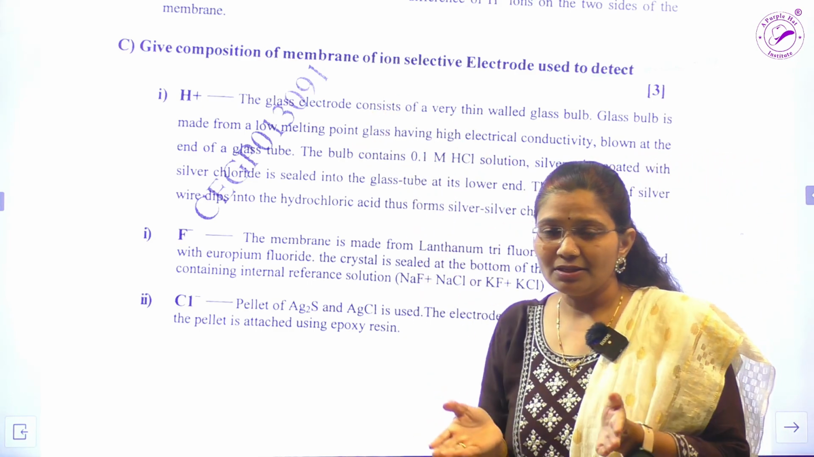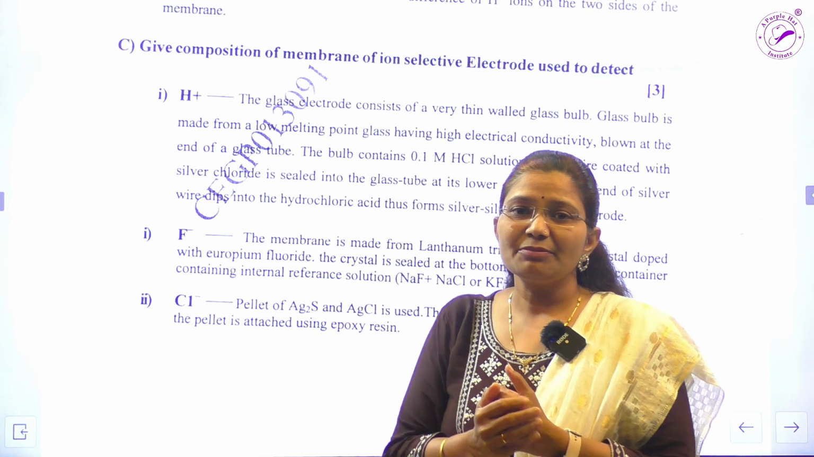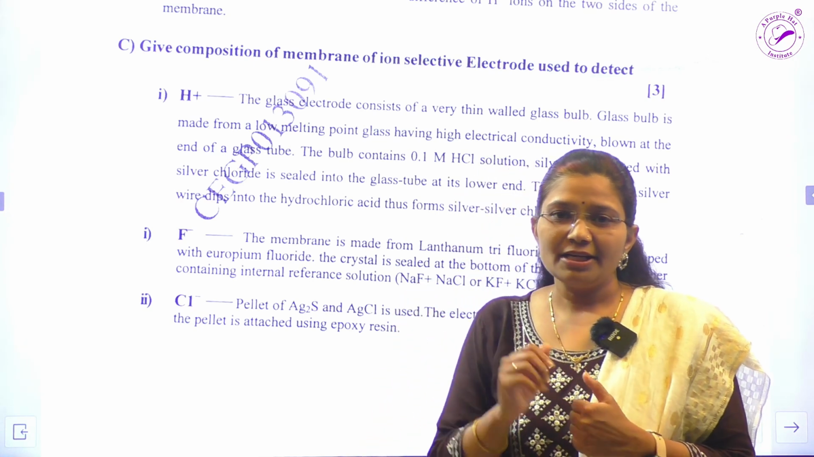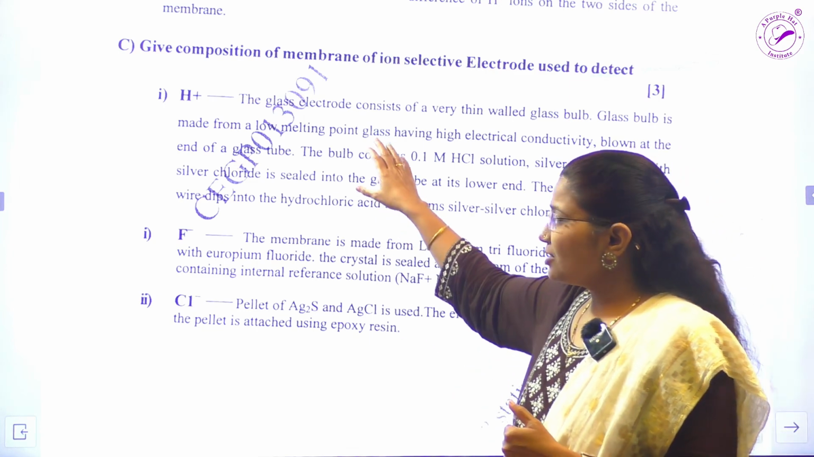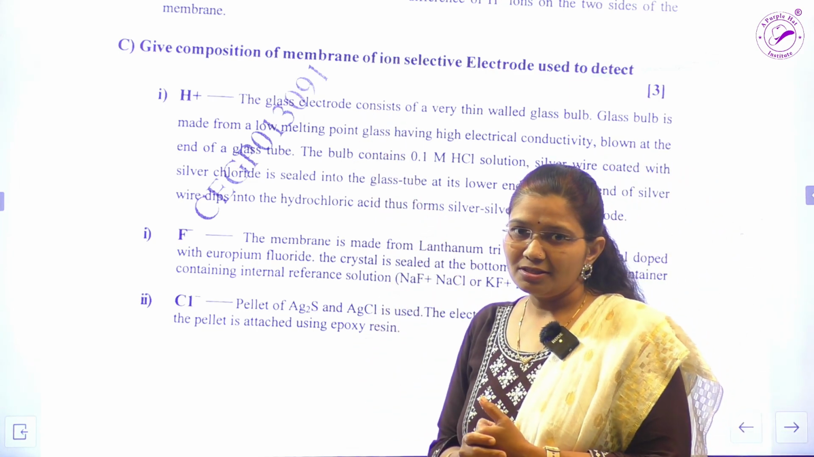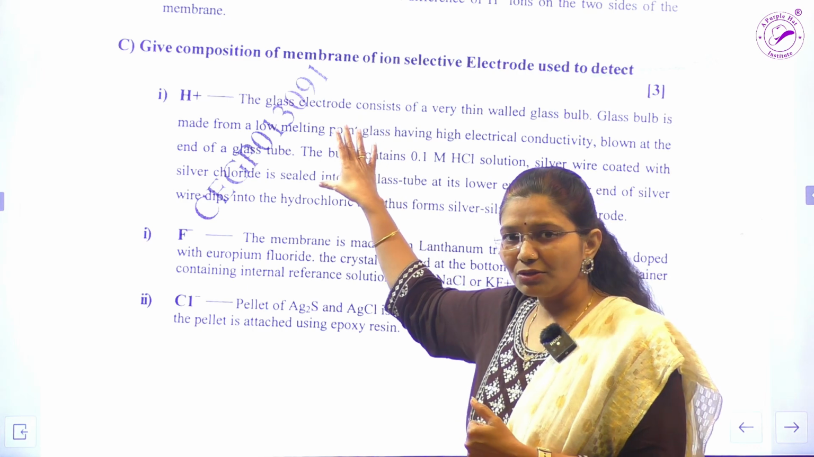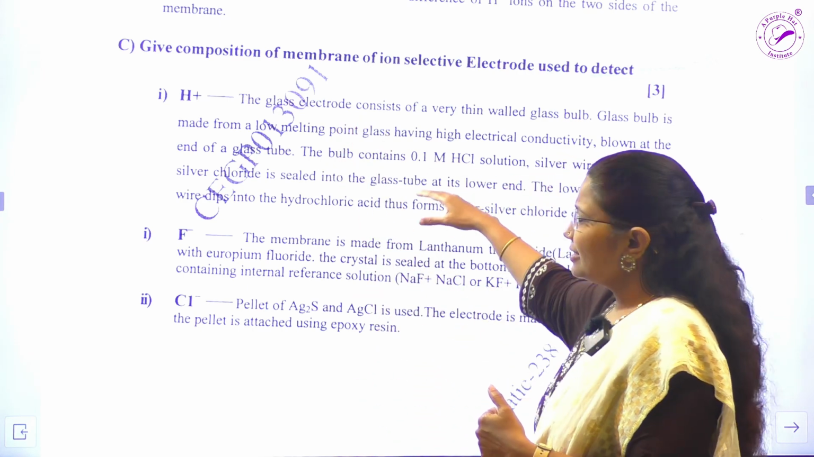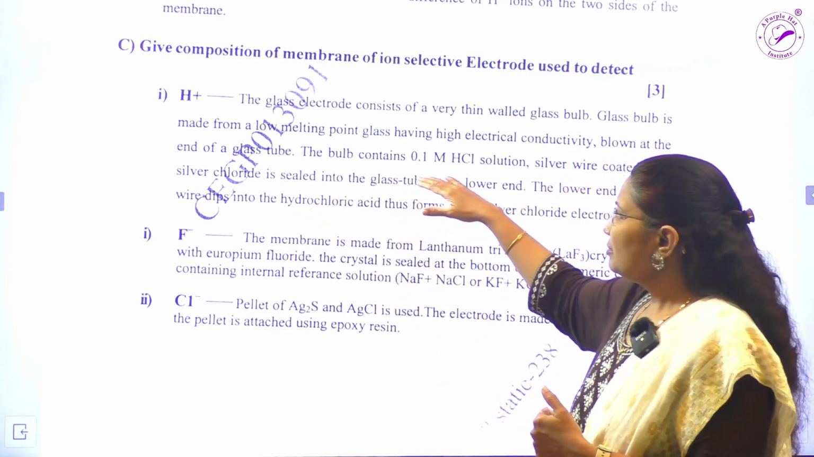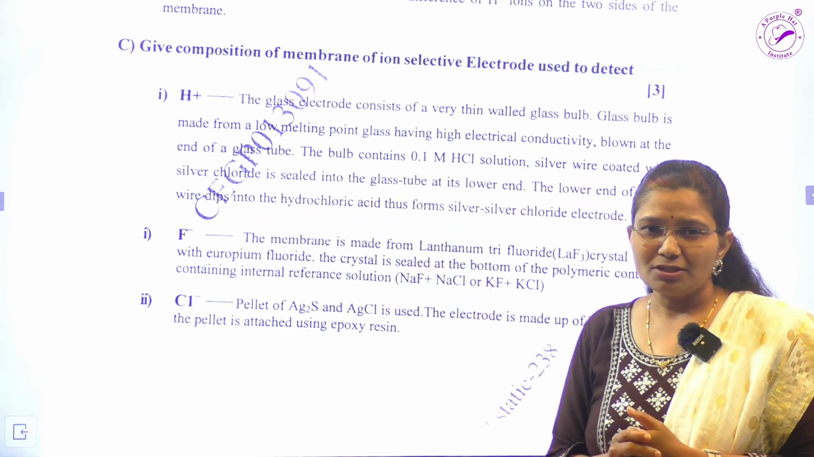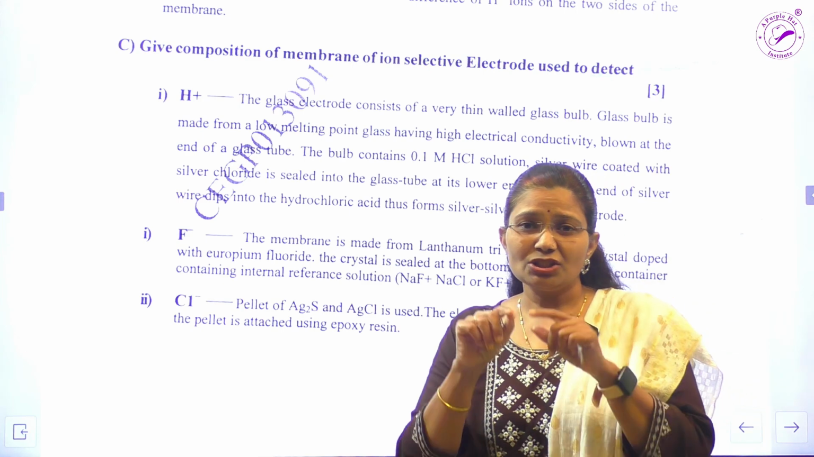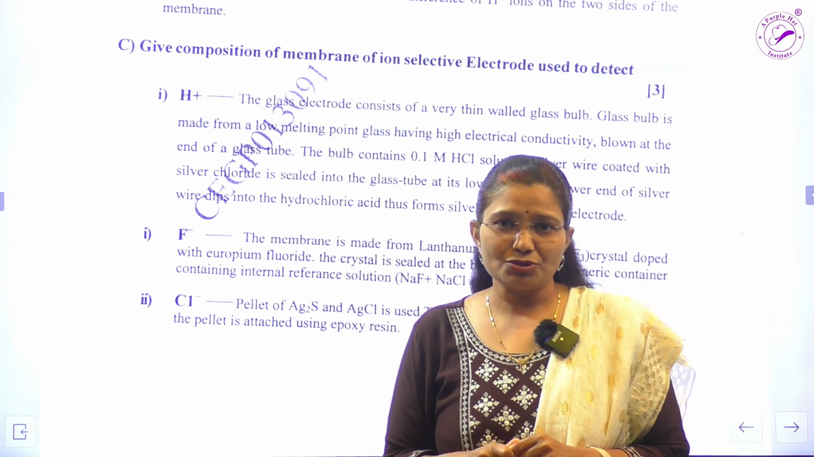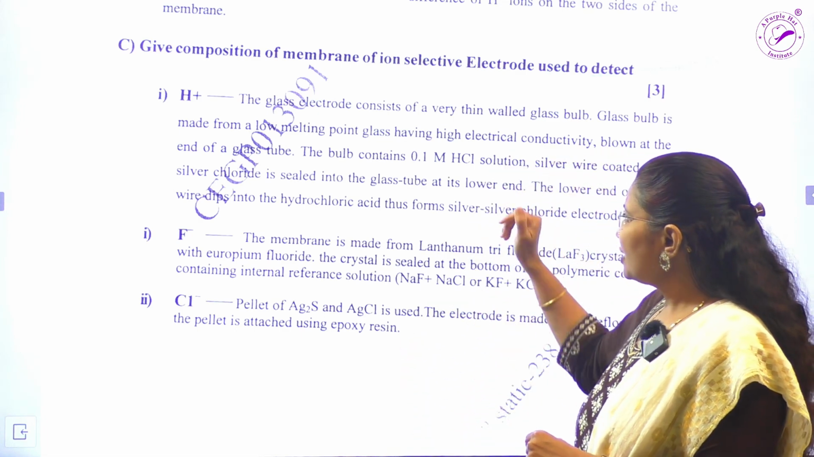The glass electrode's membrane is made up of thin wall glass with high electrical conductivity, and this only you have to mention in the answer. If you mention only this, then also you will get the marks. You can add these additional points: the bulb contains 0.1 molar HCl solution, and a silver wire coated with silver chloride is dipped into that 0.1 molar HCl solution. So this you can add.